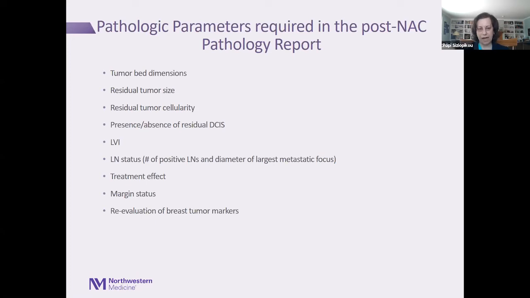Do we have any LVI? So we need to mention that. What's going on with the lymph nodes, number of positive nodes, and if they're positive, what is the diameter of the largest metastatic focus? Do we have any treatment effect? What's going on with the margins and any information on the re-evaluation of breast tumor markers?